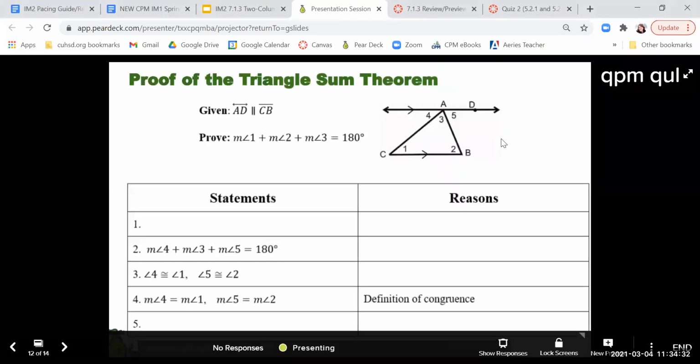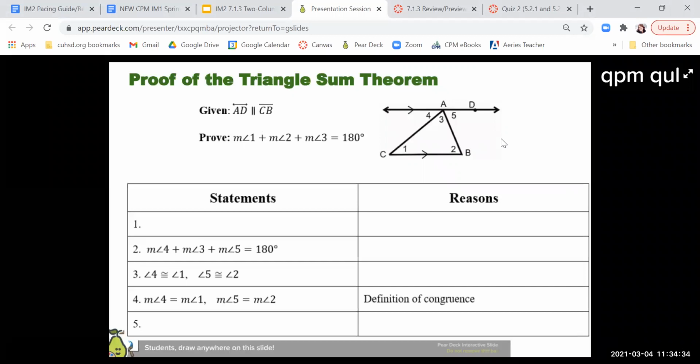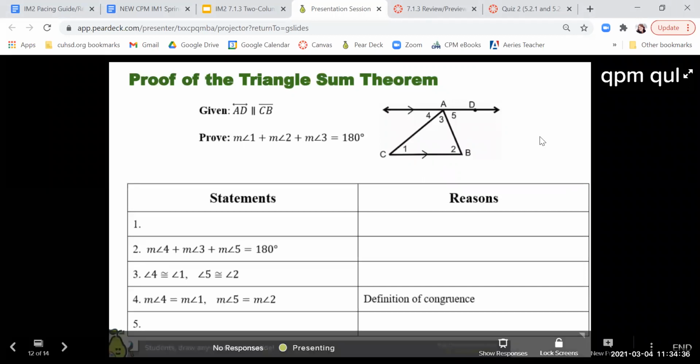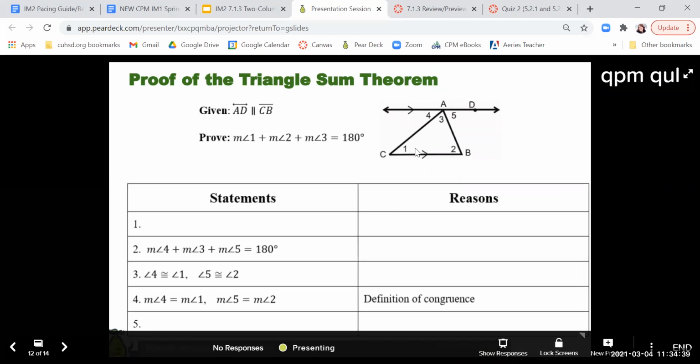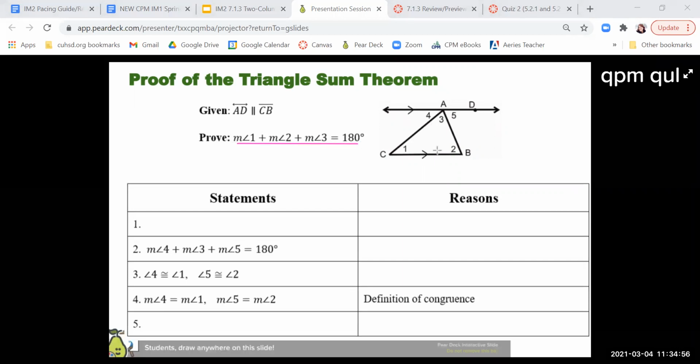Okay, this is our last proof of today. And this one is to prove that the angles in a triangle add up to 180. So let's think about how our argument is structured here. We want to show that angle 1 plus angle 2 plus angle 3 add up to 180. That's what we're trying to prove. So this is what we're going for here, right? That the 3 angles inside the triangle are 180.